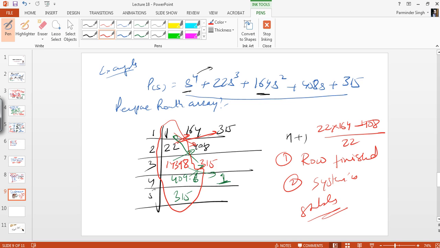Now there is only one drawback to this thing. No doubt it tells us the stability. It tells us the stability of the system, but it does not tell us about the exact location of the poles of the system. Exact location it doesn't tell, it just gives you the idea. All the entries are positive, stable. If any entry is negative, the system is unstable. Clear? So this is all about the Routh test.